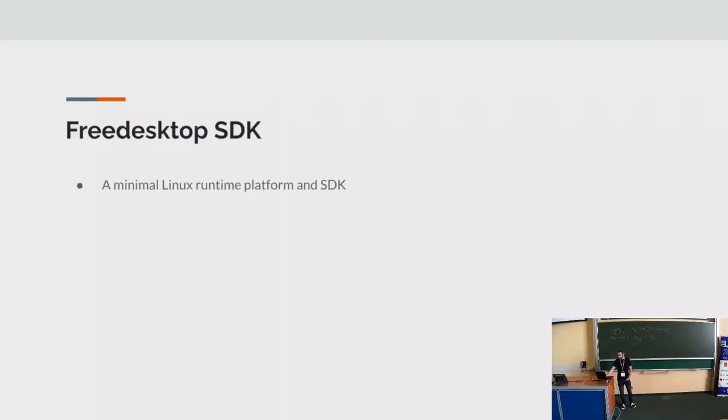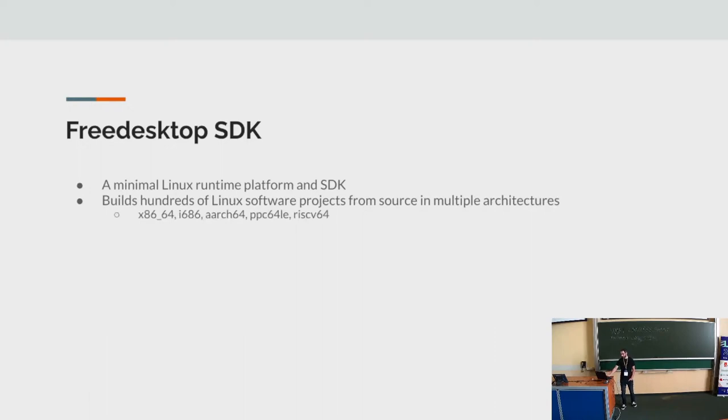Free Desktop SDK. It's a minimal Linux runtime platform and SDK. It builds hundreds of Linux software projects from source in multiple architectures. We currently have x86 64-bit, 32-bit, Arch 64, PowerPC 64 LE, and also RISC-V 64. It's easy to consume through Flatpak and BuildStream. A bit more about BuildStream in a bit. It's fully reproducible, which means that if you build it multiple times, you'll get exactly the same results bit for bit. The entire runtime would be basically identical.